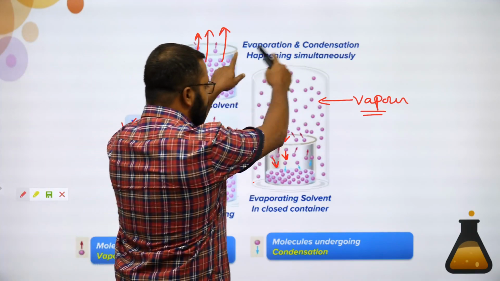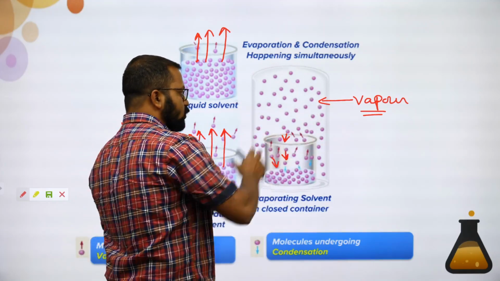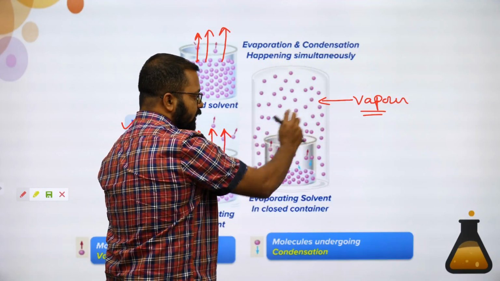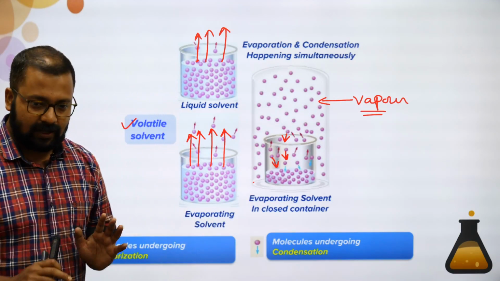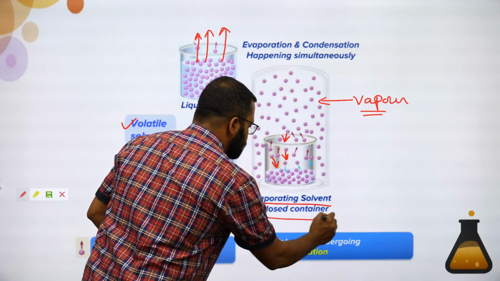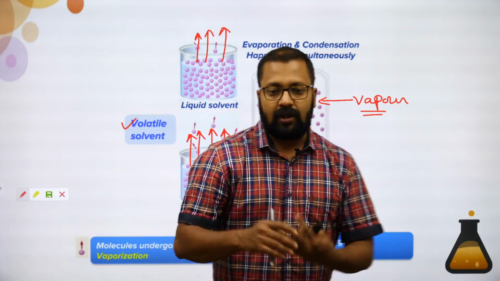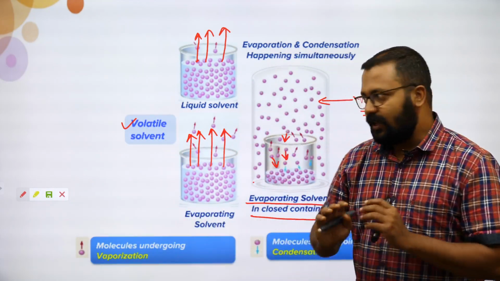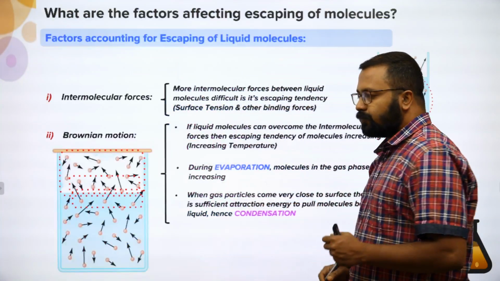जैसे ही आप container लगा देते हैं, उसके container के ऊपर आपने एक vessel रख दिया, तो this will undergo evaporation and condensation simultaneously. Okay, so this is an evaporating solvent, and evaporating solvent enclosed in a container. So there are certain molecules which are evaporating, certain molecules which are condensing. Okay, with this concept, let's understand what will happen next.